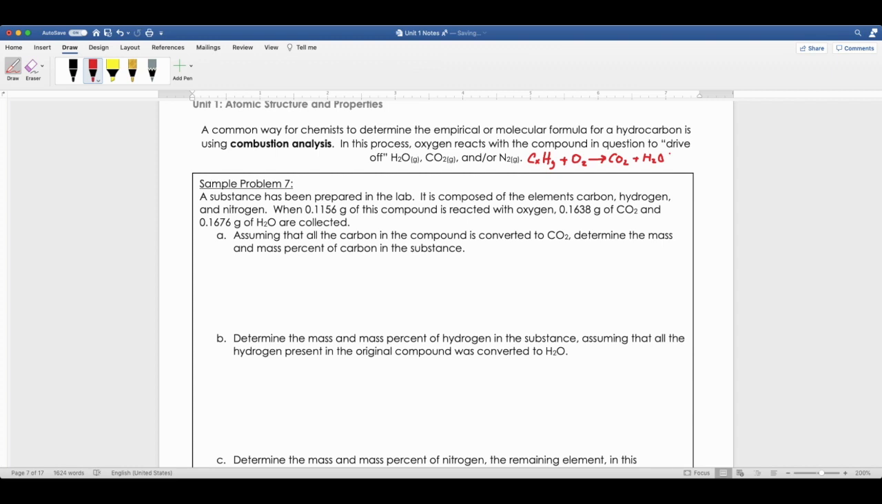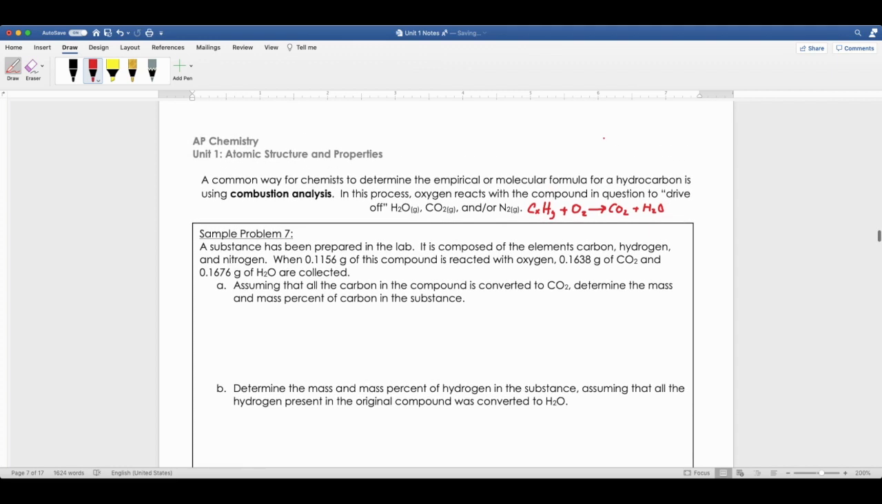So, again, putting all of this together. A substance has been prepared in the lab. It's composed of the elements carbon, hydrogen, and nitrogen. Okay, so we got some nitrogen in there. When 0.1156 grams of this compound reacts with oxygen, 0.1638 grams of CO2 and 0.1676 grams of water are collected.